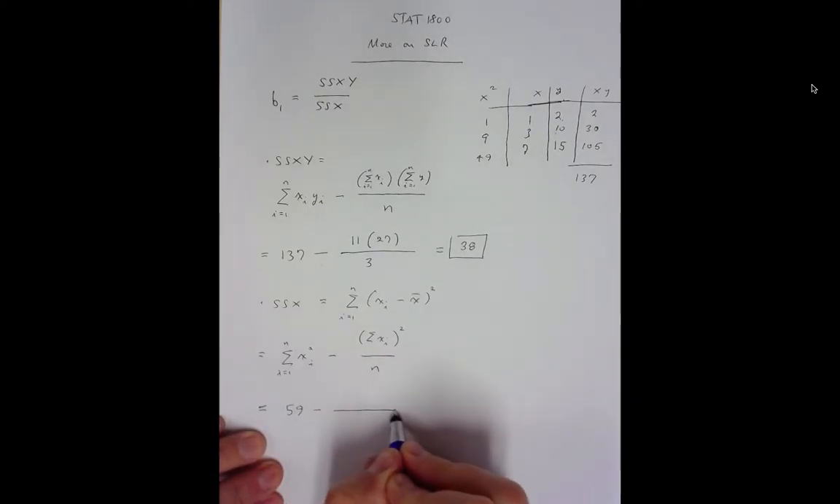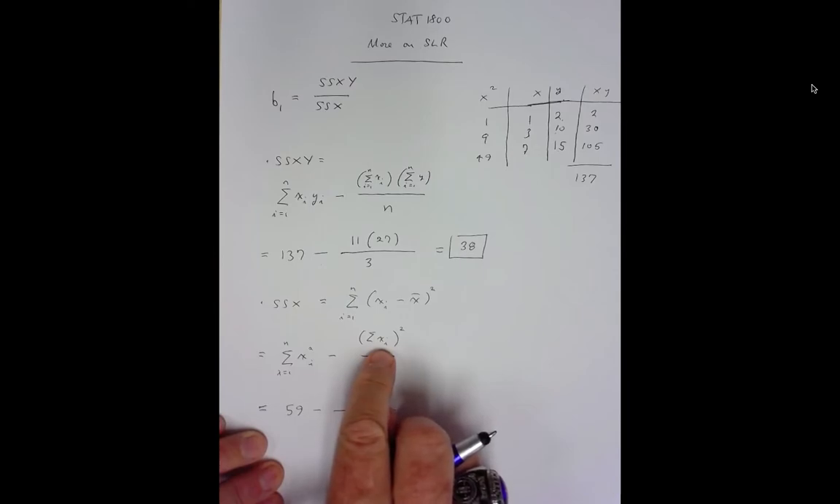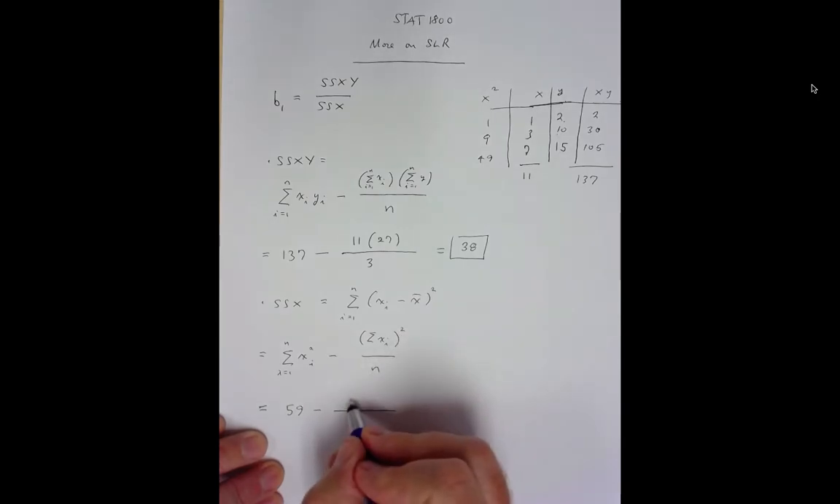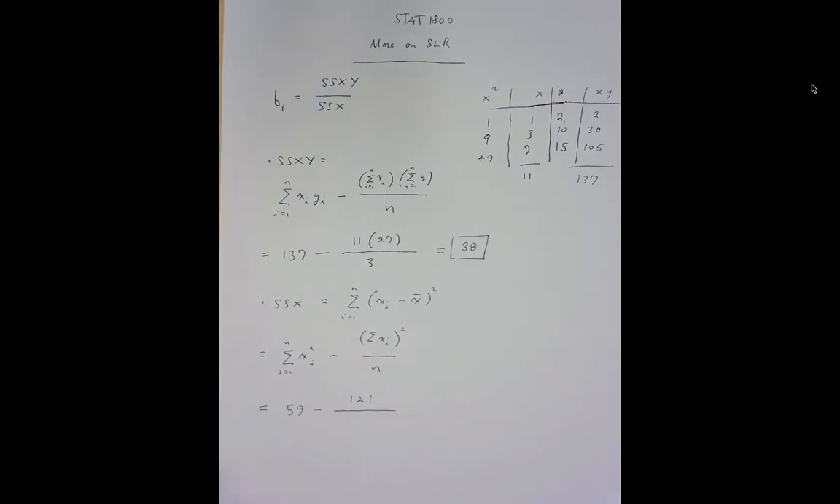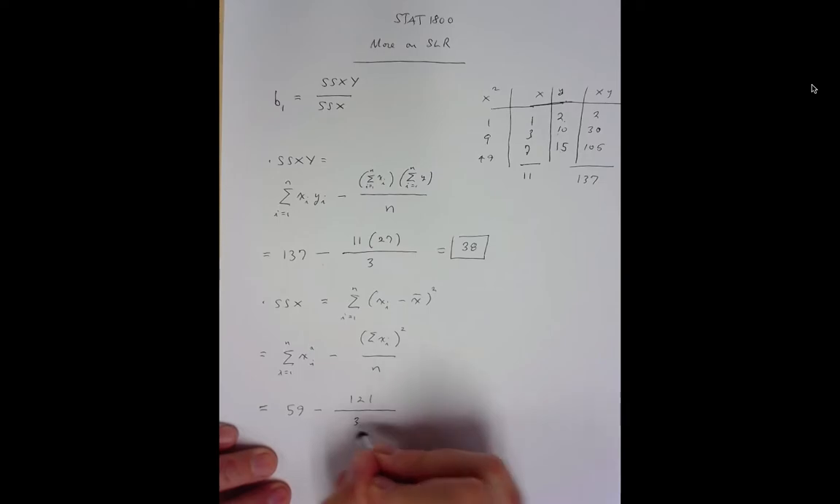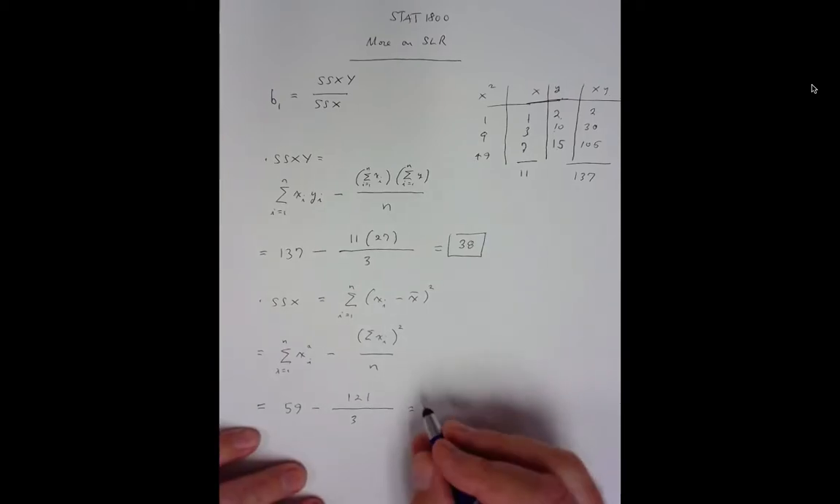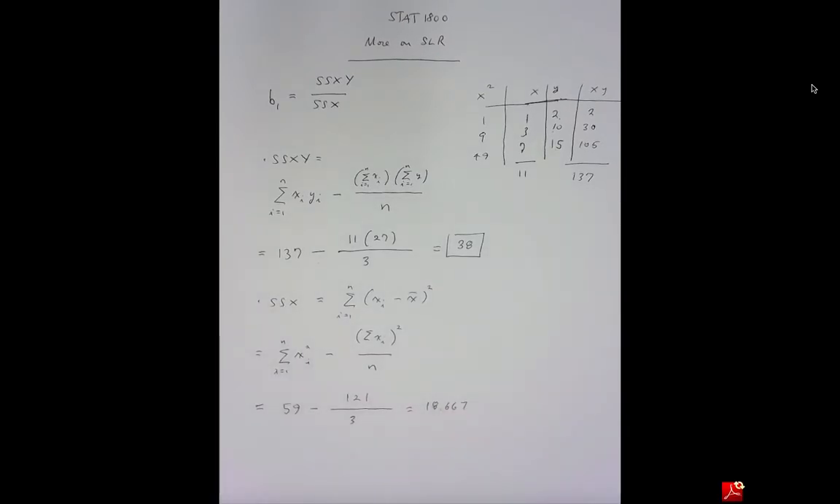Versus this value, this is the sum of the x sub i's, and then square that. So 11 times 11 is 121. Guys, we have 3 measurements, so we take 121 divided by 3, and then take 59 minus that answer. So we get 18.66666. So let's just call it 18.67, rounded to 2 decimal places.